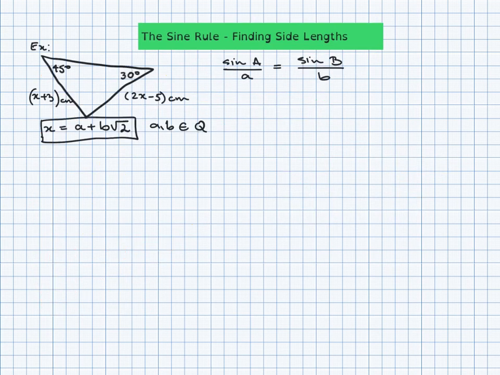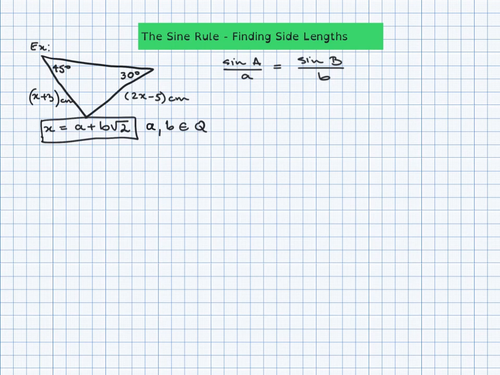Okay, let's have fun with this one. So again, using the same rule, which I just write here. Label all sides, and the question is asking you to find the x in this form, a plus b times square root of 2, where a and b are in Q.